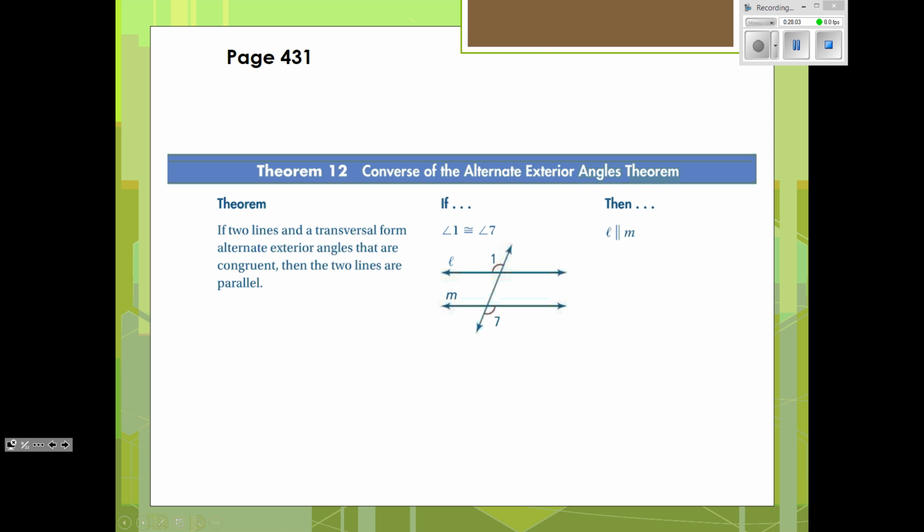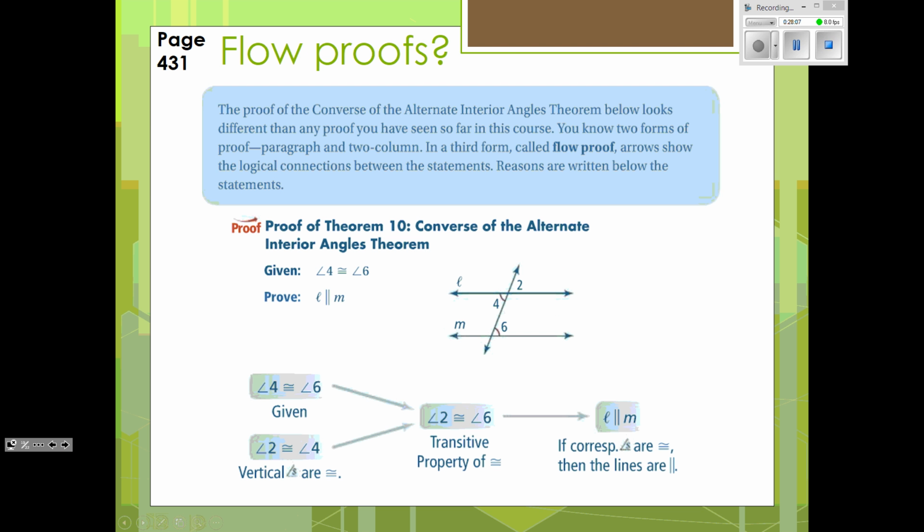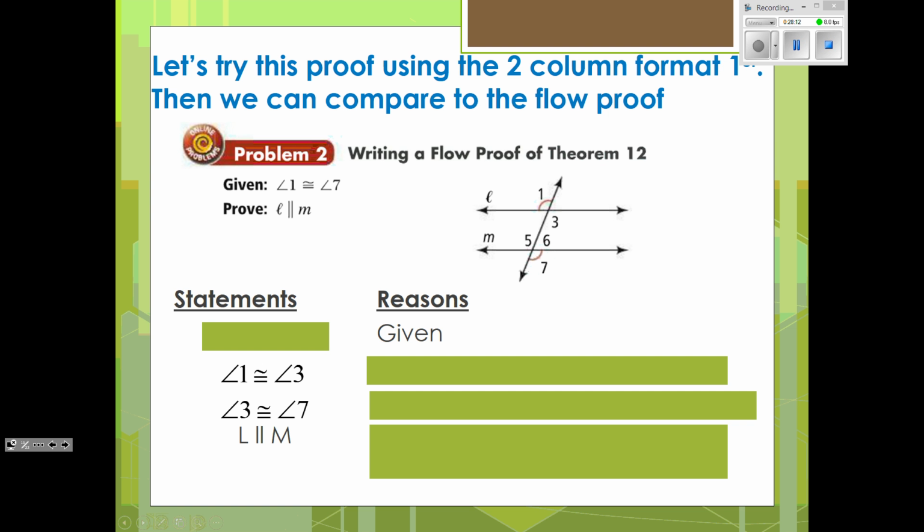Now, really what I care about is not so much that you know the theorems as much as that you can use the theorems. Okay, that's a proof of the alternate interior angles. What I want you to do in your group is fill in the blanks on this proof, okay? Now, what we're trying to prove, our last line here, is that line L is parallel to line M, which means you will need to use a converse to do it, okay? So, talk it out with your group. I'll give you about a minute or two to do so.